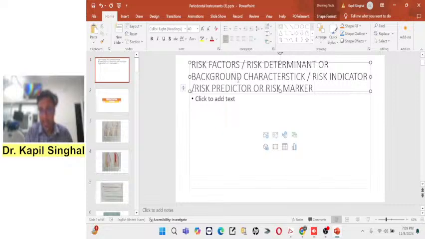Now what are the examples of risk factors? It is tobacco smoking, diabetes, pathogenic bacteria, and microbial tooth deposits. So all these are risk factors to cause periodontal disease. So in risk factors, the examples are tobacco smoking, diabetes, pathogenic bacteria, and microbial tooth deposits.